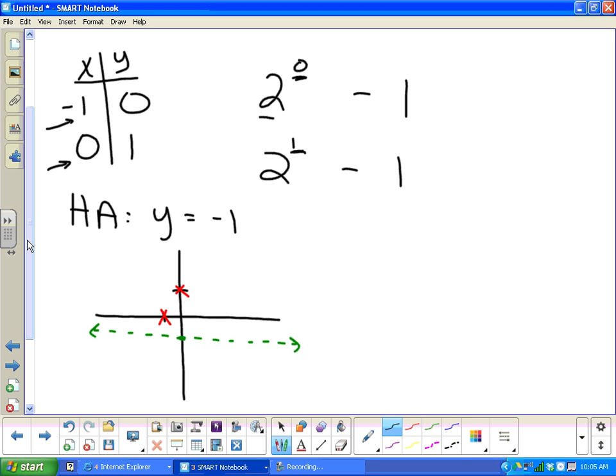Okay. Now, all we got to do is, this is a curve. All exponential equations are curves. It's going to be a curve through those 2 points, and it's just going to chase the asymptote, right? Get closer and closer and closer, but not touching. Okay. So let's do something like that.